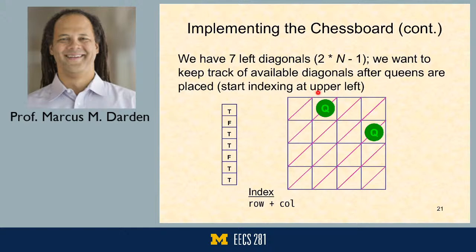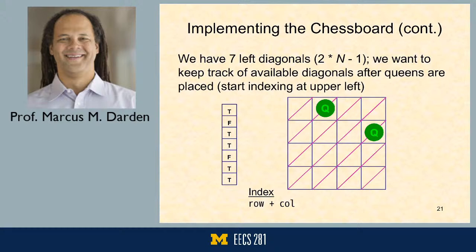There's my first diagonal, and you can see that there's no piece there, so no queen says that diagonal is available. My second diagonal here has a queen on it, so that's why it's marked as false, not available. Got 2 empty diagonals, true, true, then a false diagonal, and then 2 empty diagonals that wrap it up. So I find this index by adding the row and column together, and that's what's going to tell me which diagonal I'm on right here.